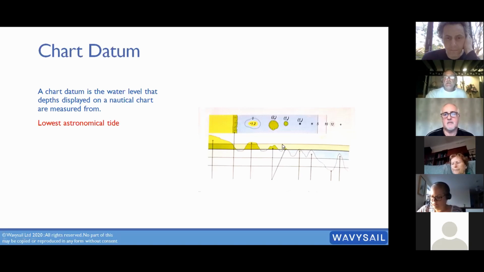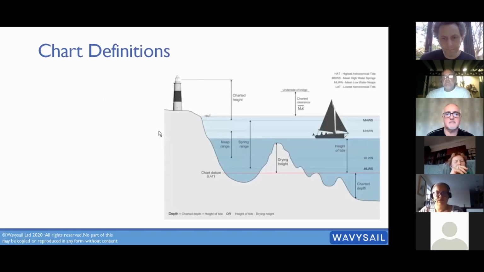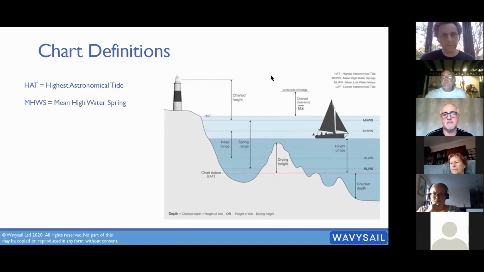Okay. Up here is highest astronomical tide. That's as high as it'll ever get. Okay. Where they don't have tides, they just use mean sea level, the average sea level. Okay, so Baltic. So if we look at that in bigger definition, highest astronomical tide, that's the highest spring tide you'll ever get. It's absolutely recorded the highest you ever get.